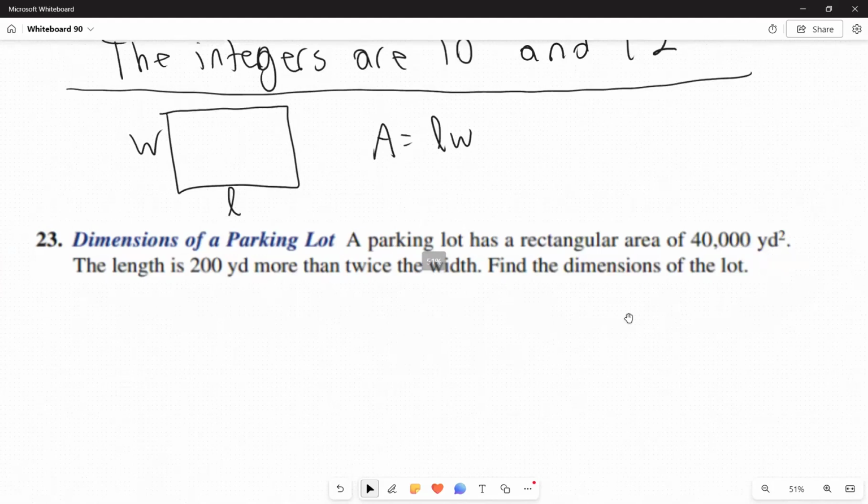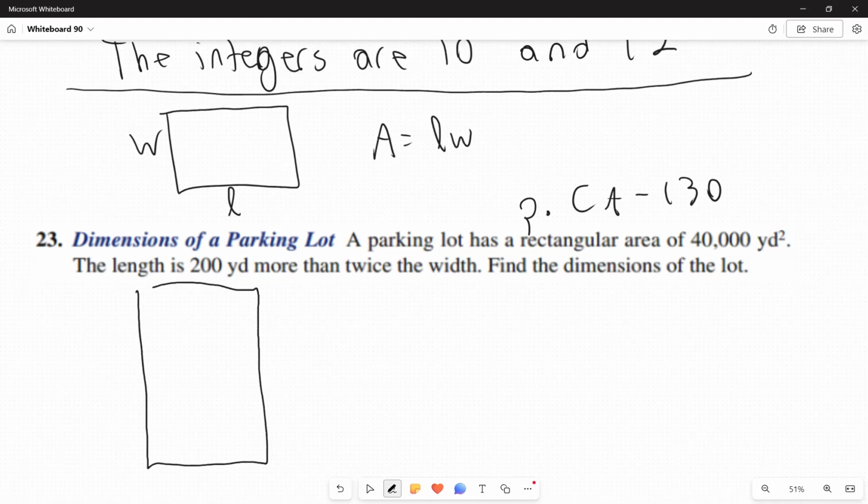A parking lot. See this on page CA 130. A parking lot has a rectangular area of 40,000 square yards. The length is 200 yards more than twice the width. Find the dimensions of the lot. So again, from the question of the problem, we're going to determine the variables. So we have a parking lot with a given length and width.